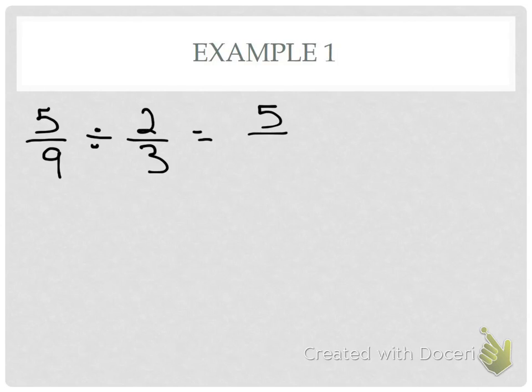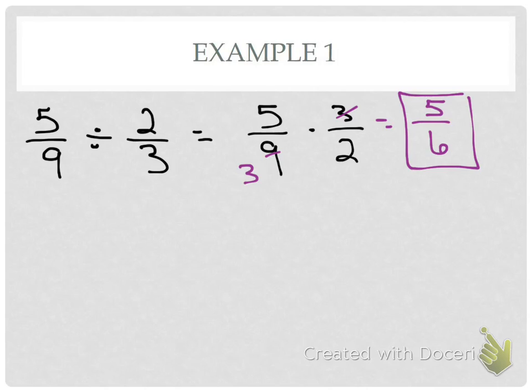Now, in example 1, I am dividing these fractions, but before I can actually solve, I need to multiply by the reciprocal of the second fraction. So I rewrite 5/9, and then I multiply by, what's the reciprocal of 2/3? 3/2. Now I look for opportunities to cross-reduce. Can I cross-reduce anything? Yes, 3 and 9 to 1/3, and it becomes 5/6.